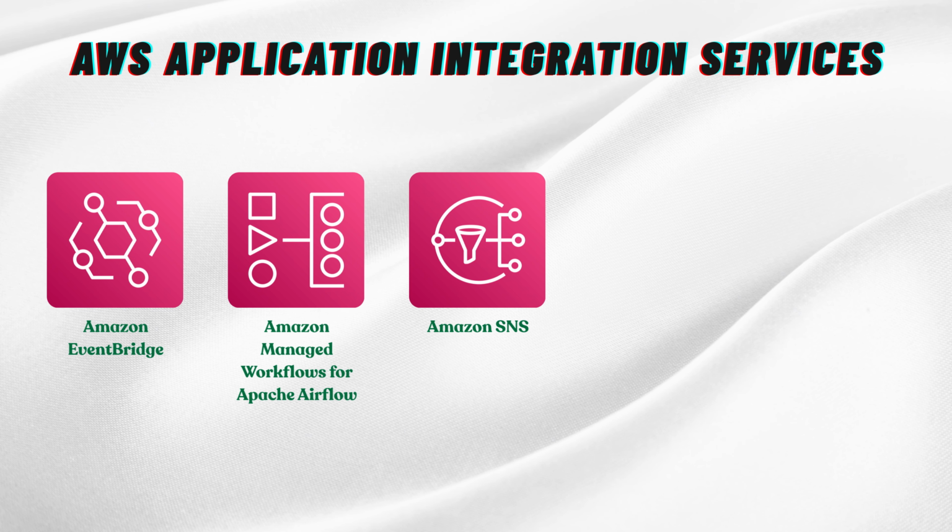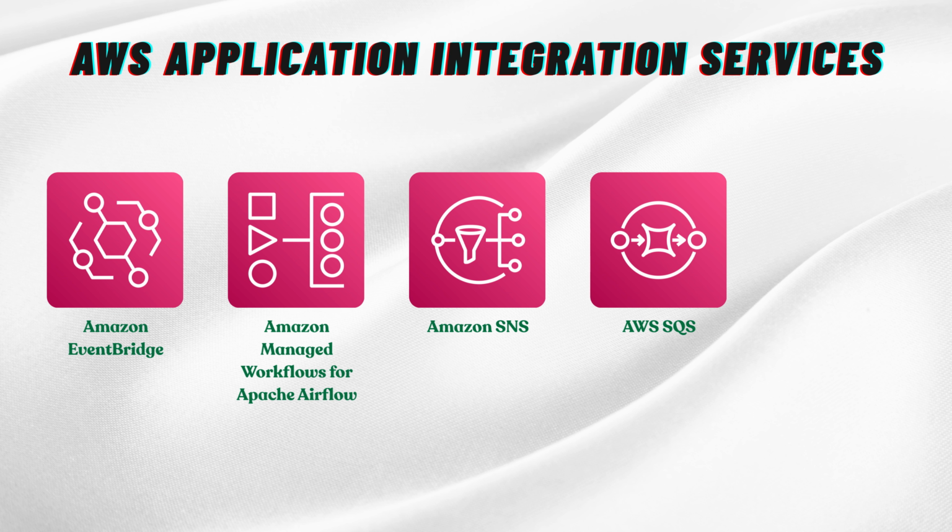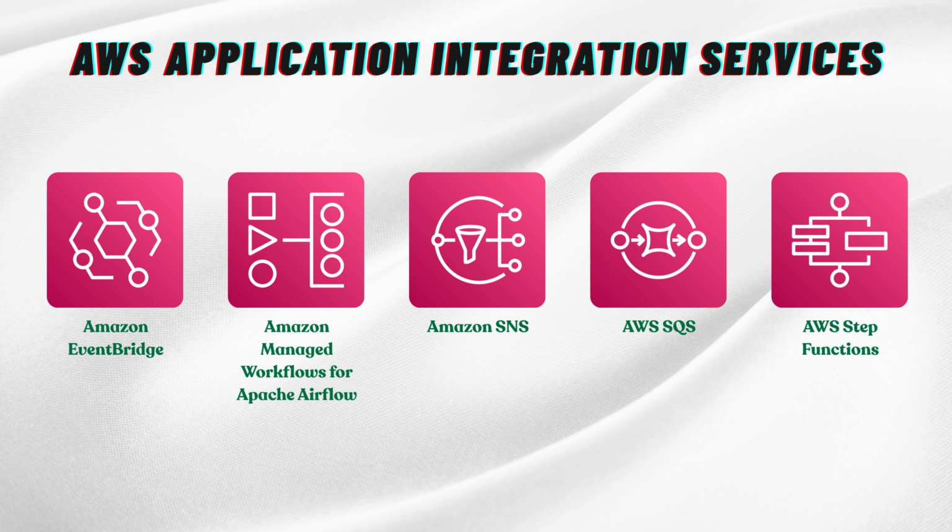Amazon Simple Notification Service, SNS, a push-based messaging service used to fan out alerts or triggers to multiple subscribers simultaneously. Amazon Simple Queue Service, SQS, a message queuing service that decouples ML components by buffering requests to ensure asynchronous processing and reliability. AWS Step Functions, a visual workflow orchestrator that coordinates multiple AWS services into serverless ML pipelines with built-in error handling.